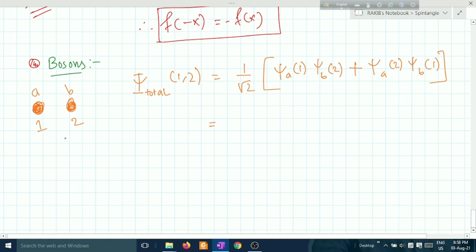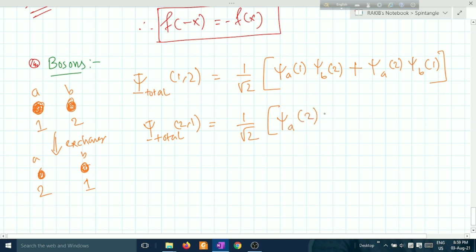Under exchanging the particles, the states remain the same, but particle 2 comes here and particle 1 comes here. This means psi total 2 1 becomes 1 upon root 2, psi a 2, psi b 1, plus psi a 1 and psi b 2.